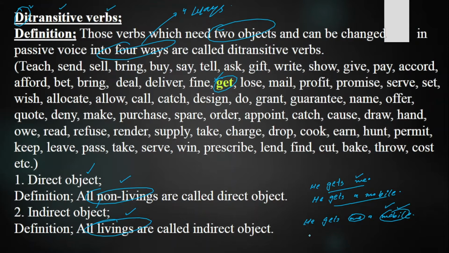If you want to shuffle the places of the direct and indirect object, if you want to bring the indirect object at the end and direct at the beginning, then your indirect object me will be followed by a preposition. He gets a mobile to me. So these are the two ways in active voice. And now we will be discussing how we are going to change it from active voice into passive voice in how many ways? Four ways.